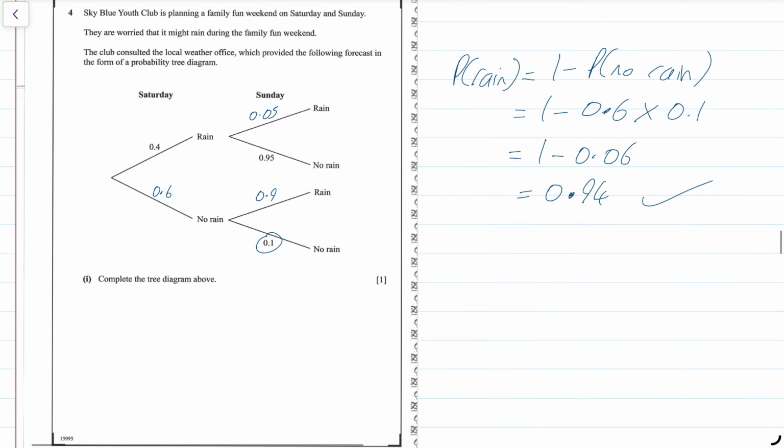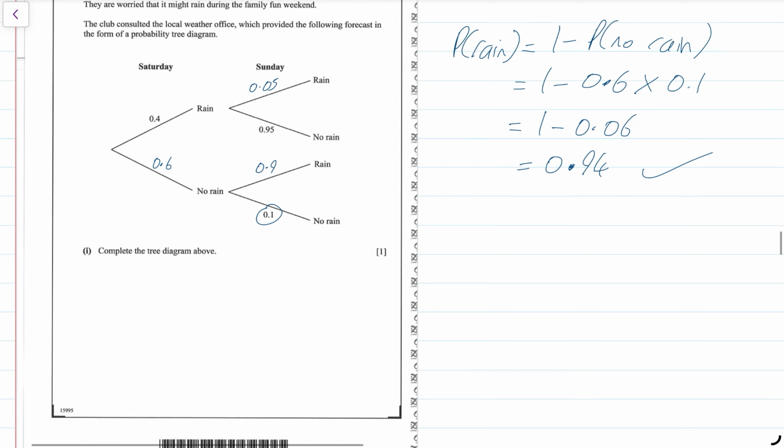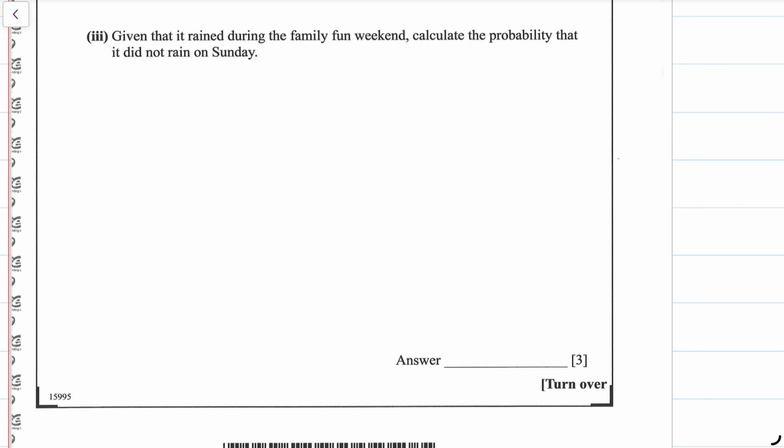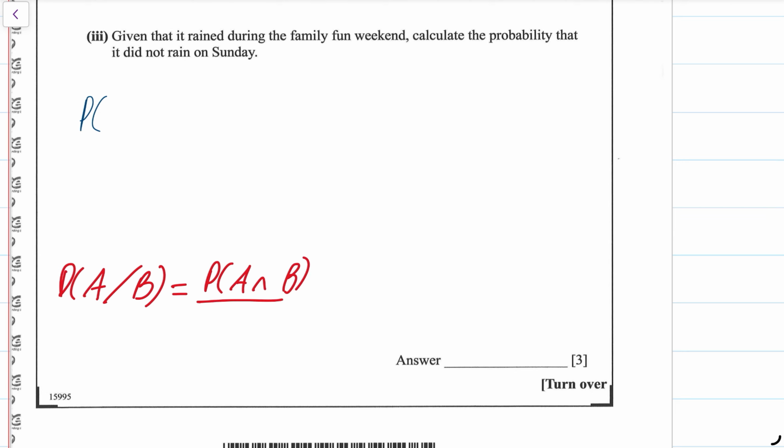Okay, right, and the next one. Next one says, given that it rained during the family fun weekend, calculate the probability that it did not rain on Sunday. No idea. Let's use our conditional formula. So which is this? A given B is equal to the probability of A and B divided by the probability of B. So let's just write out what they've said.